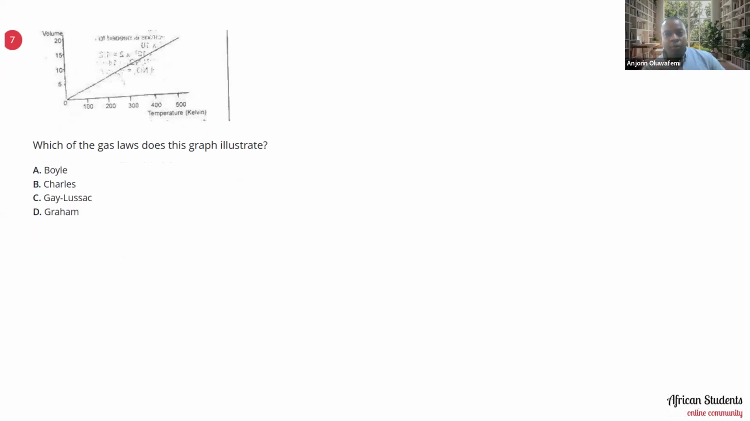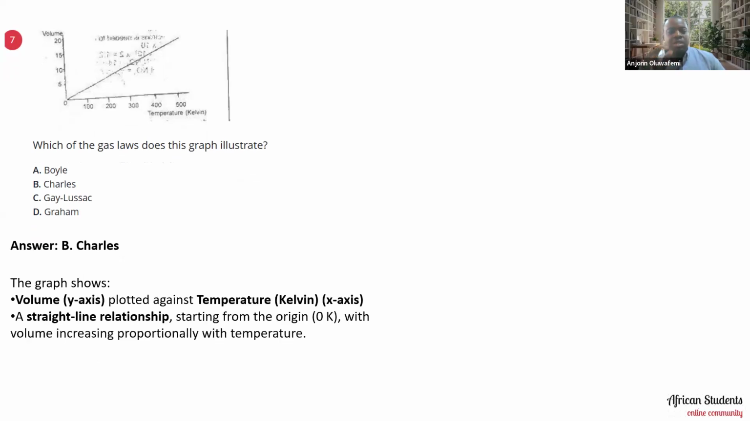Looking at the 4 options that we have there, you look at it critically and agree with me that it actually illustrates the Charles' law. Now, the graph shows the volume, which is on the y-axis, plotted against the temperature in Kelvin on the x-axis. Then a straight line relationship starting from the origin, that's at 0 Kelvin, with volume increasing proportionally with temperature. So this is a clear depiction of the Charles' law.